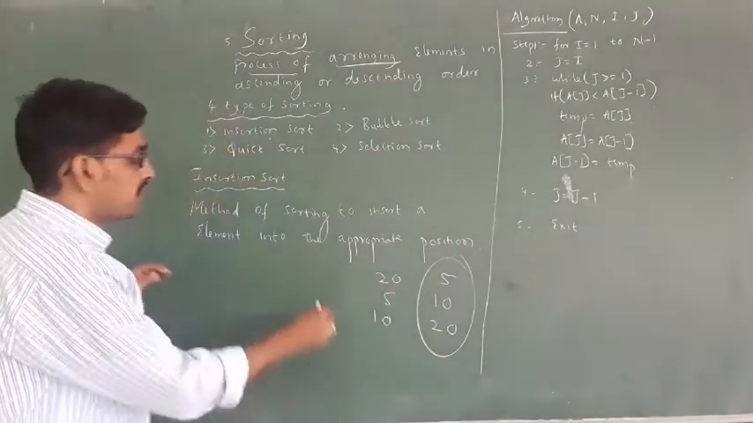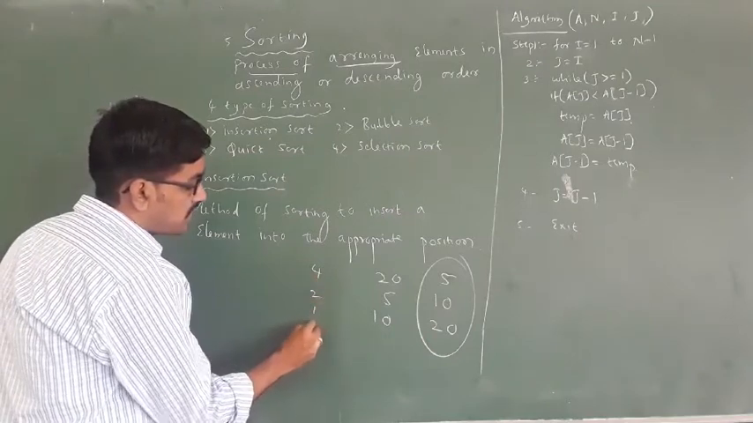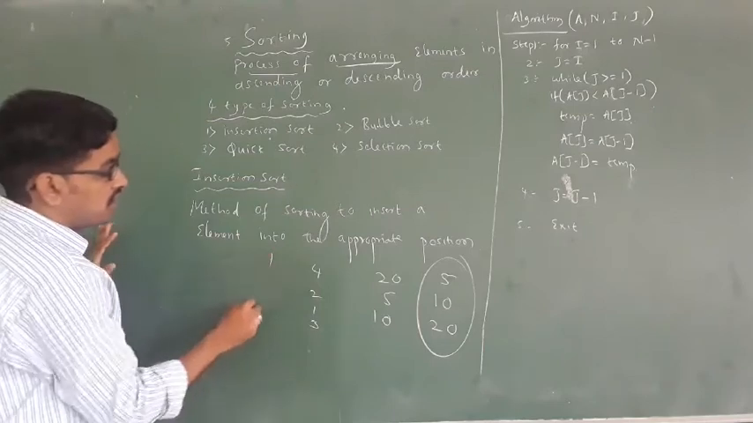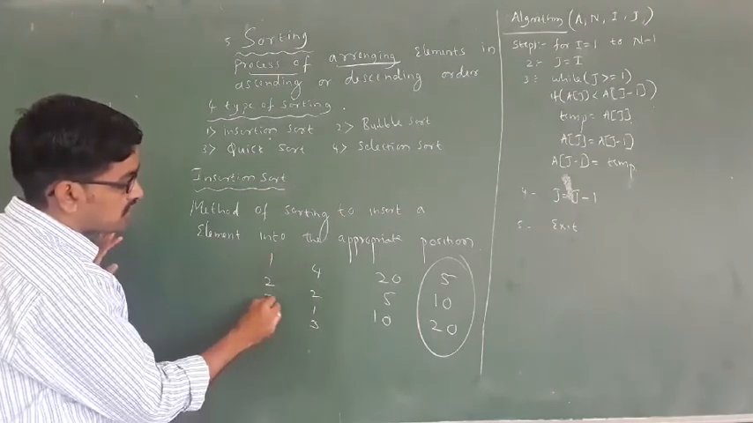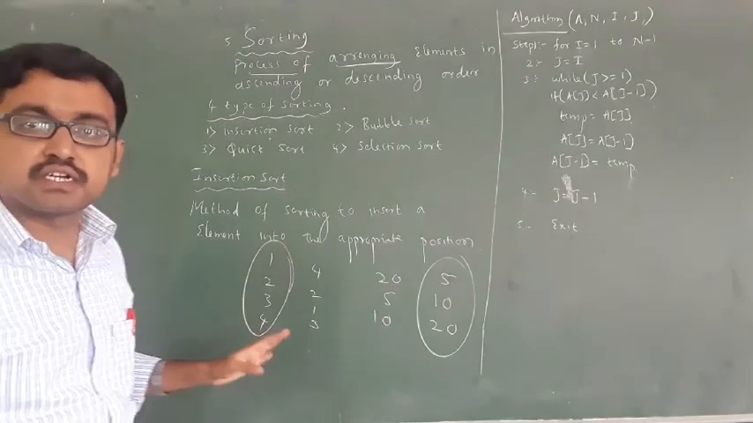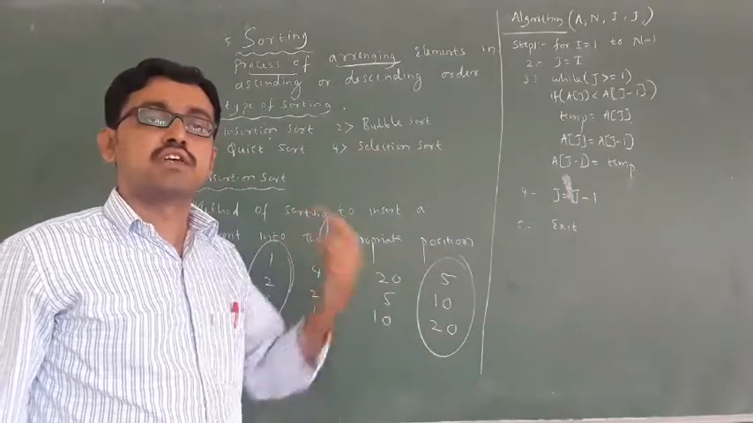For example, I am taking 4, 2, 1, then 3. How to sort this? First you get 1, after that 2, then 3, then 4. This is called sorting. Sorting means arranging the elements in ascending or descending order.